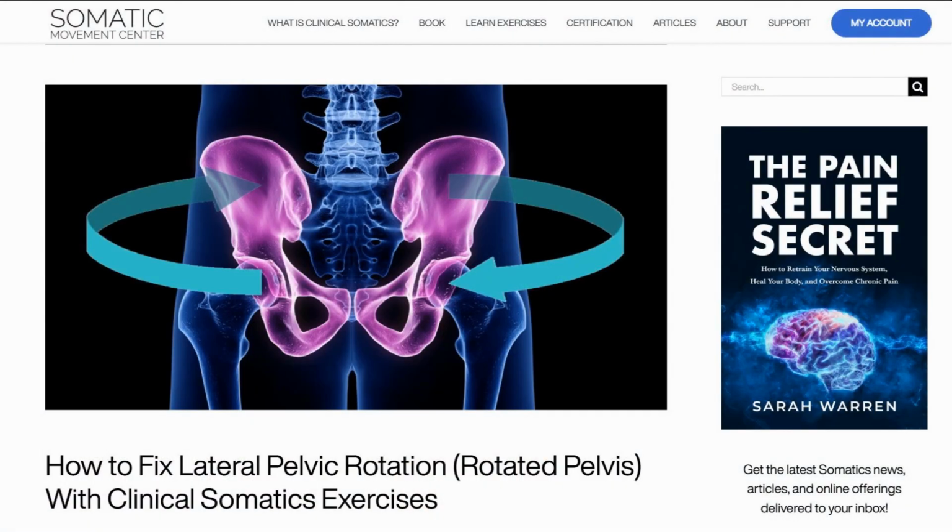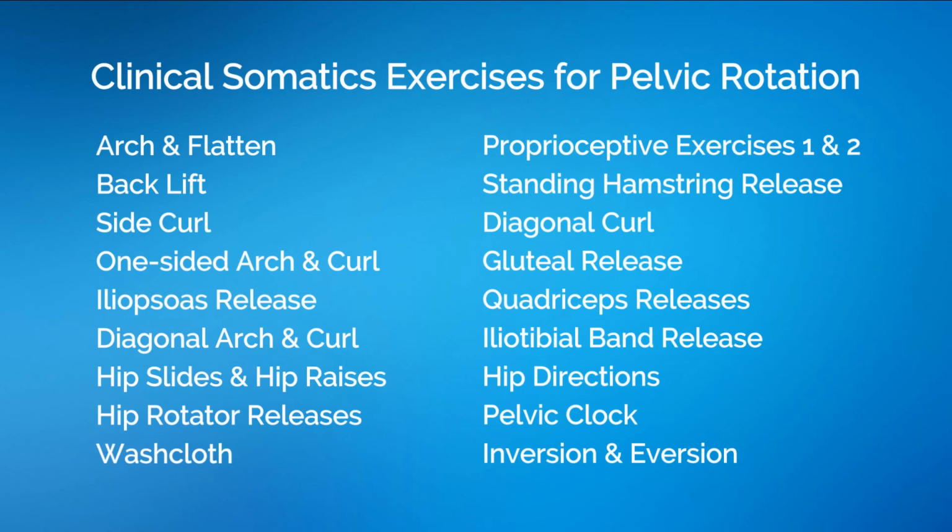On my website, I have an article about pelvic rotation, and in the article, I give specific suggestions about which clinical somatics exercises you should practice if you have pelvic rotation. Some of them you can practice equally with both sides, and I also describe how you can practice certain exercises more with your right or left side, depending on which direction your pelvis is turned to. I'm linking to this article in the video description below as well, and here's the list of exercises.